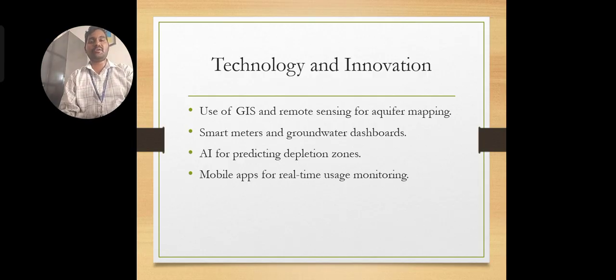And coming to the next one, we are going to introduce smart meters instead of the manual way, because if you introduce smart meters, people will know the quantity of water they are utilizing. There is no provision to use excessive water. And the next one is groundwater dashboards that we are going to introduce. At the same time, there is AI protection of depletion zones. That means artificial intelligence is going to help protect them, which is somewhat good. Likewise, we are introducing all techniques for monitoring and guiding us regarding groundwater management, and even mobile apps also.